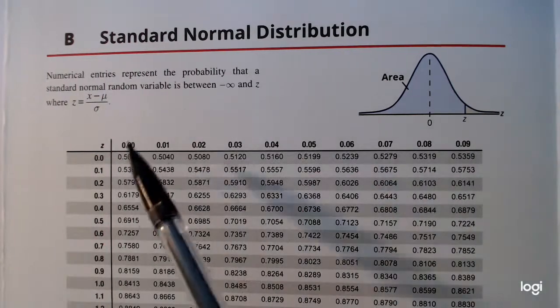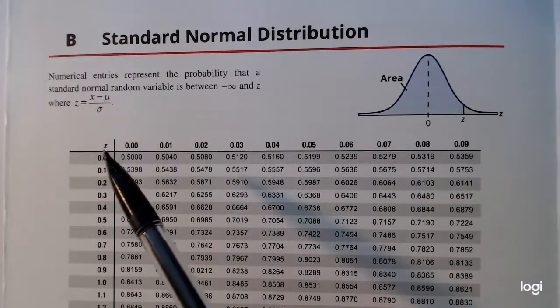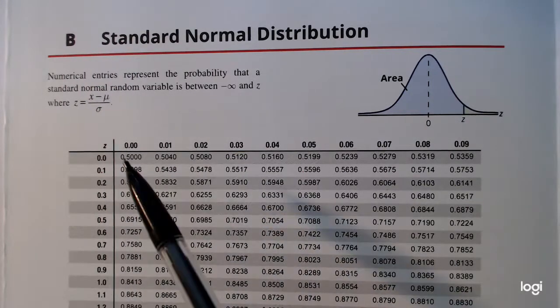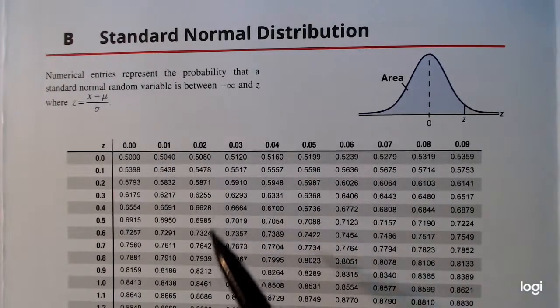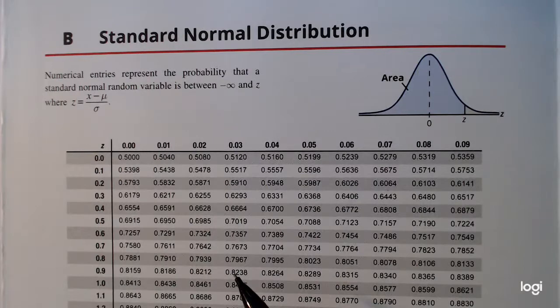The z-scores are along the outside of the table. The units and tenths place is the first column, and across the top will be the hundredths place. And inside the table will be the cumulative areas or the probabilities. Cumulative meaning we're shading to the left of z.